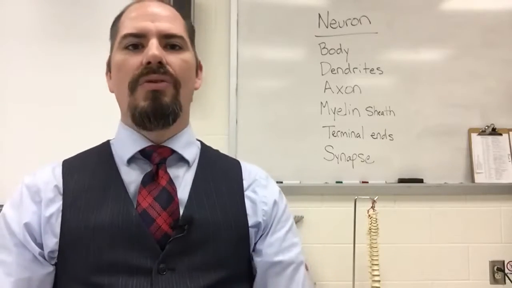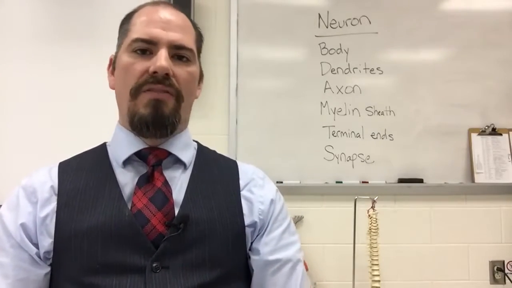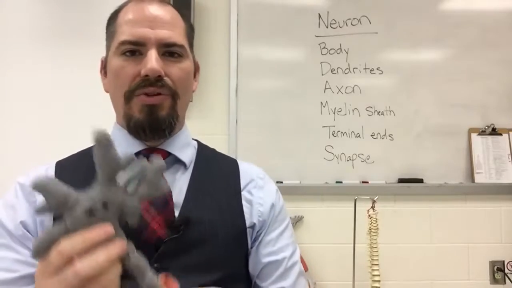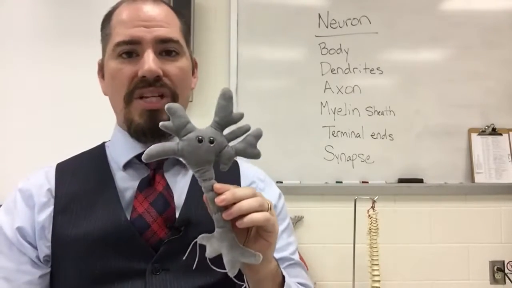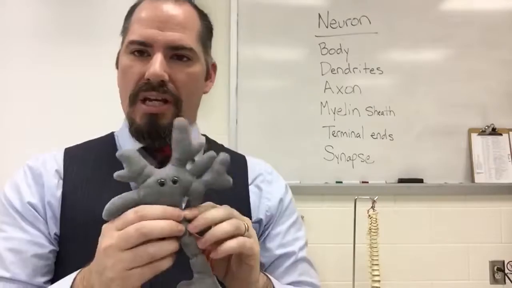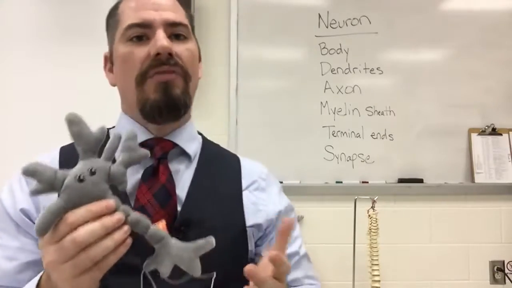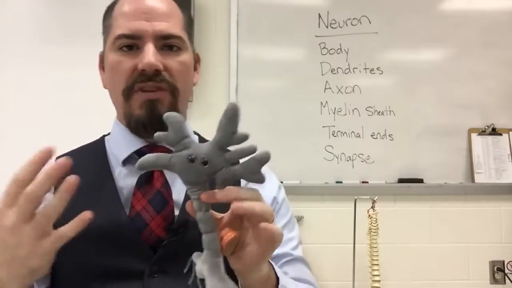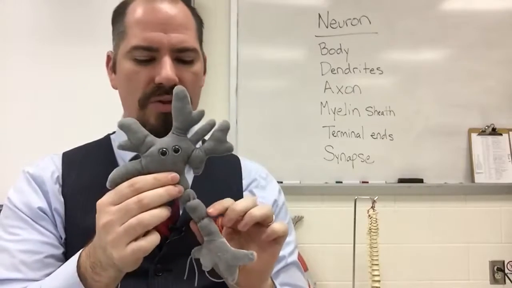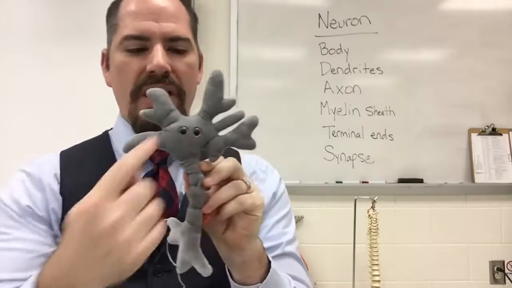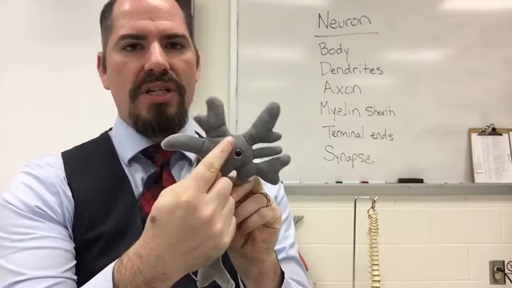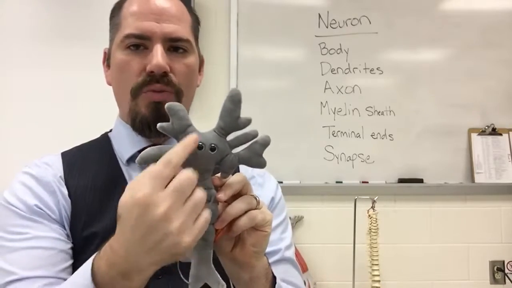Hello! Today we're going to be talking about the anatomy of a neuron using our good friends from Giant Microbes. Now the neuron is the cell of the nervous system. They come in various shapes and sizes, but we're going to use this one for our modeling purposes. Now this main portion right here is called the cell body, or soma.